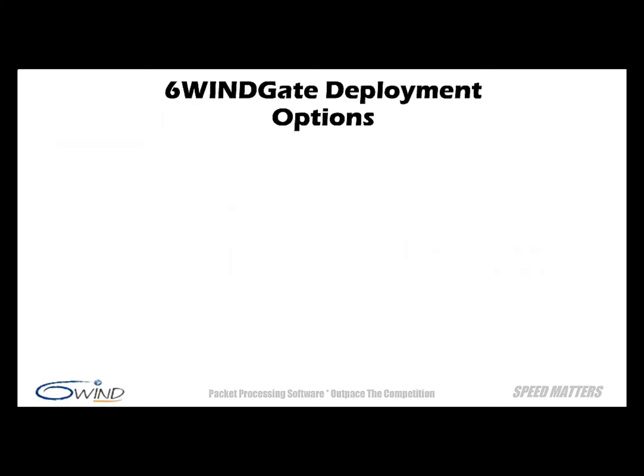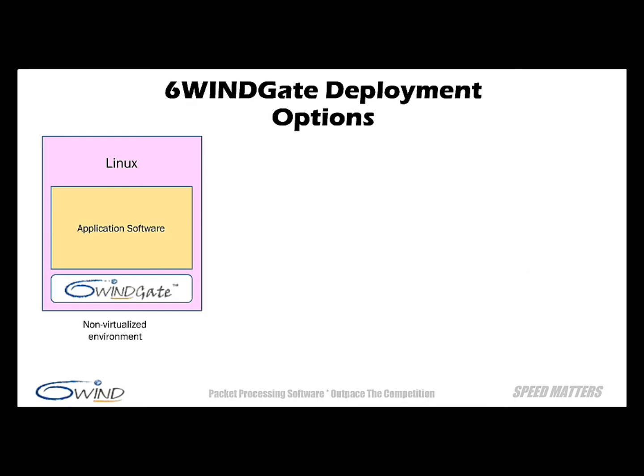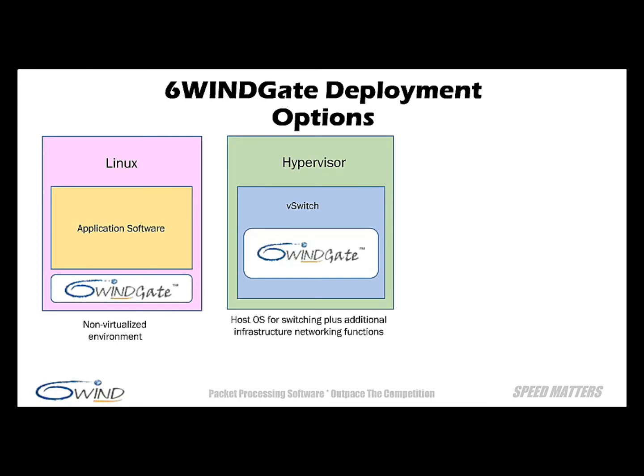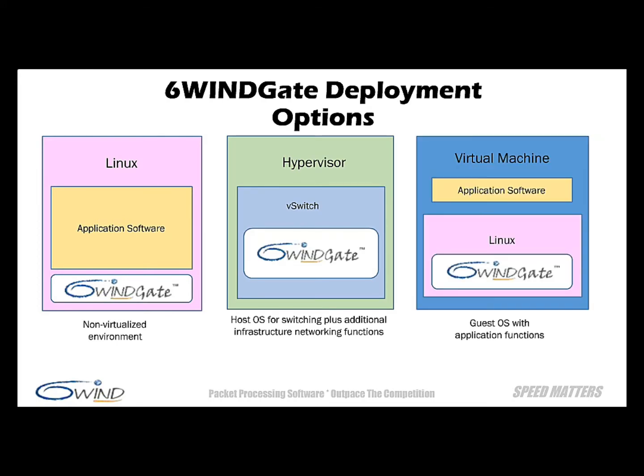We solve the performance bottlenecks either on legacy physical platforms running Linux on commercial off-the-shelf hardware, or inside the Linux of the hypervisor running the virtual switch, as well as inside the virtual machines, to provide the same performance as on the physical equipment. In the next slide, we're going to review together some examples of such deployments.